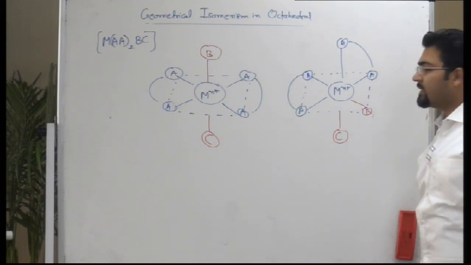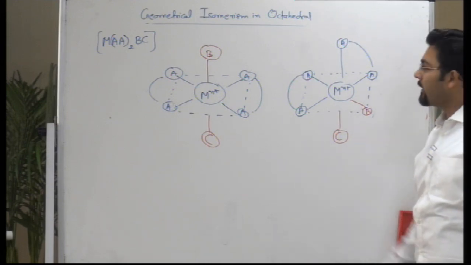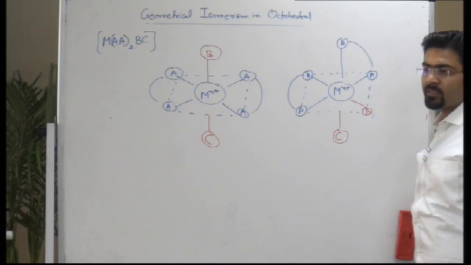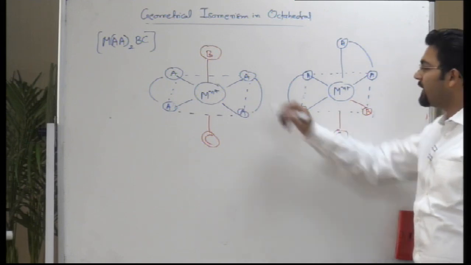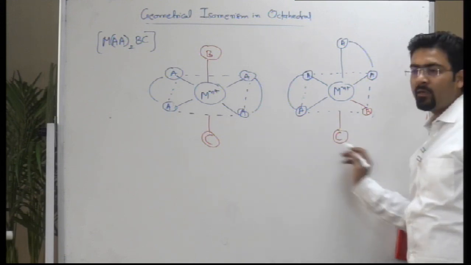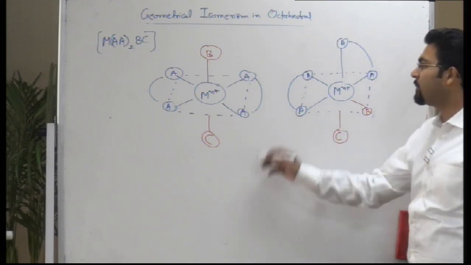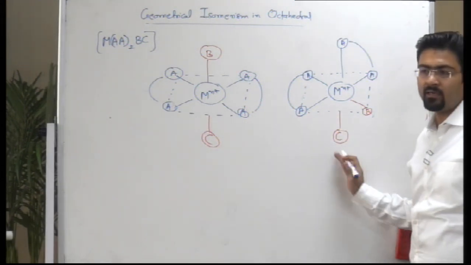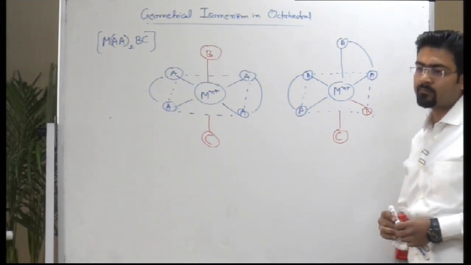So as I can see, the two are forming different kinds of geometry. Here the two B groups are opposite to each other, and here the B and C groups are adjacent to each other. So these will be two different geometrical isomers. If these B are the same, I can call them trans and cis. Got it?